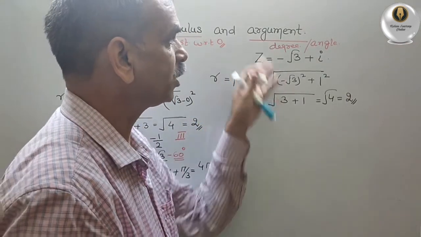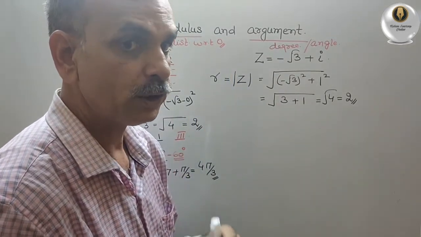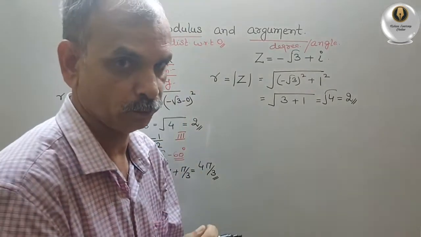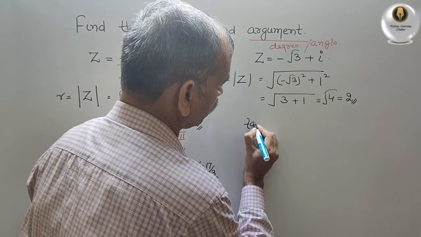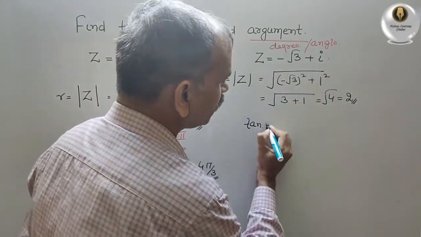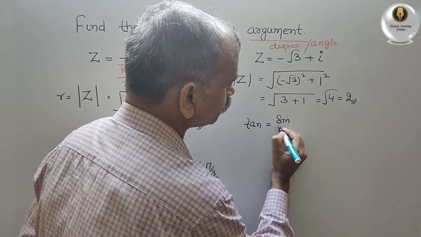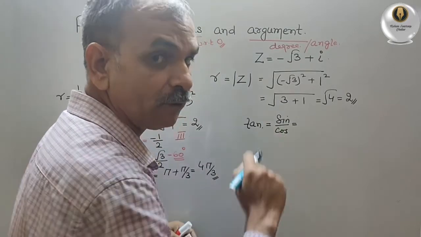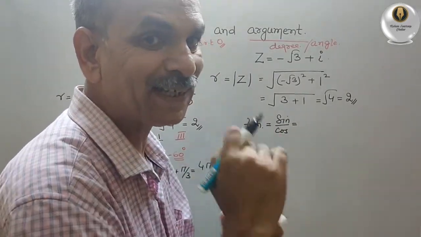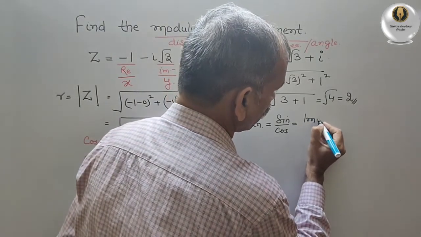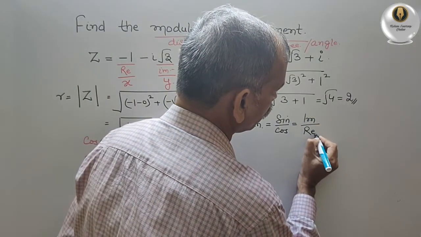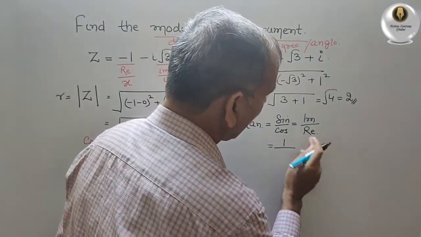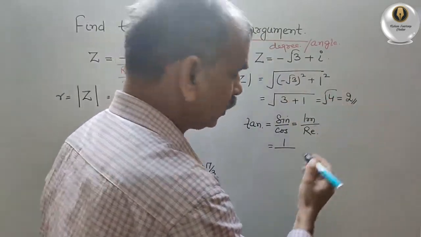Now we will go for the argument of this. So here what will we take? See this. Instead of sine and cos, you can take tan also. So here we will take tan. We know that tan is equal to sine by cos. And here we will not take sine by cos, here we will take imaginary by the real. Imaginary by the real. So that is equal to, imaginary is plus 1 and real is minus root 3.